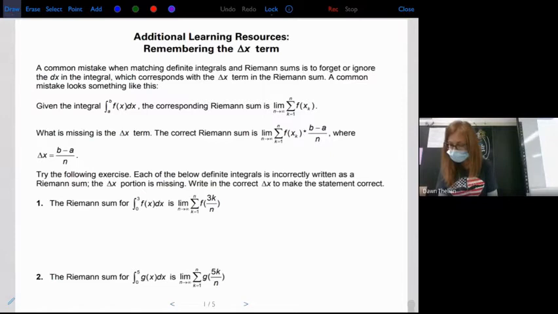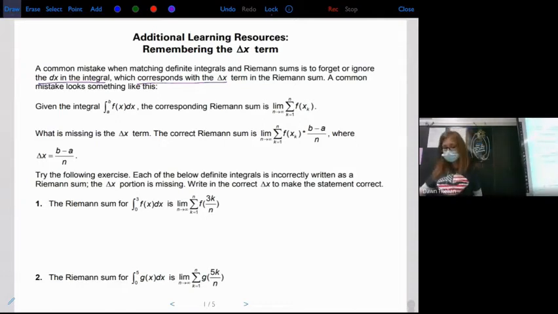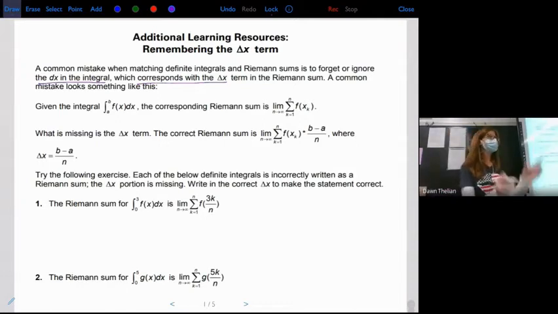So on the first page here, it says additional learning resources, remembering the delta x term. That's one of the most common mistakes when you're given a multiple choice question, or a question to match the definite integral to the Riemann sum: ignoring the dx in the integral, which corresponds with the delta x term in the Riemann sum. When we're rewriting it, we need to make sure that we're correlating the dx with respect to x to those bases, the delta x's at the end.